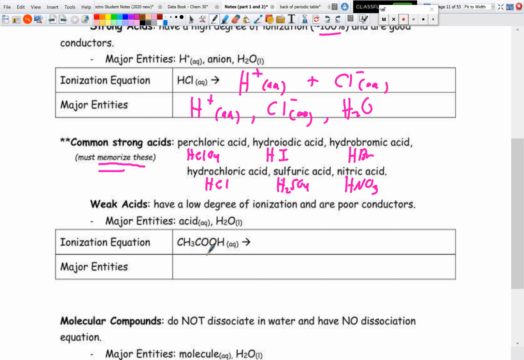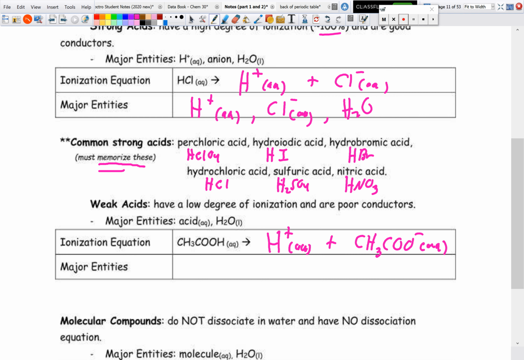So they will ionize. So for example, acetic acid, CH3COOH, will ionize to form the hydrogen ion and the acetate ion. And we know this because it is an acid, so that means it will react with blue litmus paper and turn it red. And it's the hydrogen ion that does that.